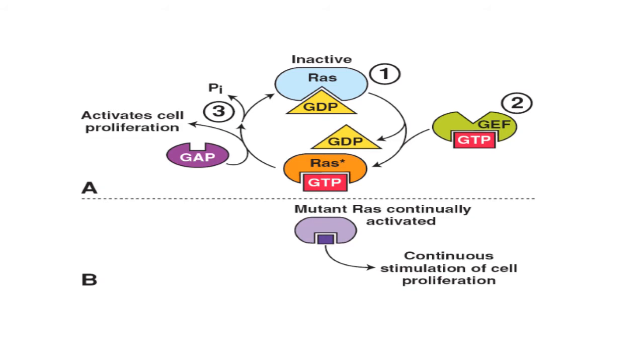While in diagram B, it is clear that the off switch is blocked by mutation, so it will result in continuous stimulation of the cell that results in the exaggeration of the effector response, and subsequently the cell is transformed.